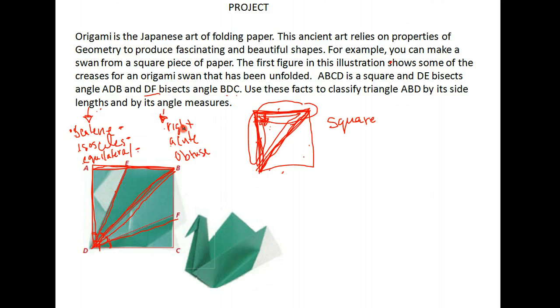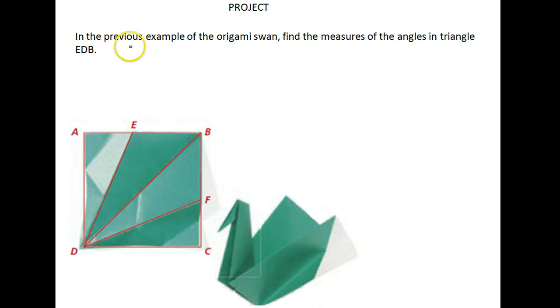It says in the previous example of the origami swan, find the measure of the angles in triangle EDB. So where is triangle EDB? Okay, so again, I'm just going to try and walk you through this. Now, in the previous example, we knew this was a square. So we would have a right angle here, 90 degrees here, and a right angle here. Notice this BD is cutting this in half.